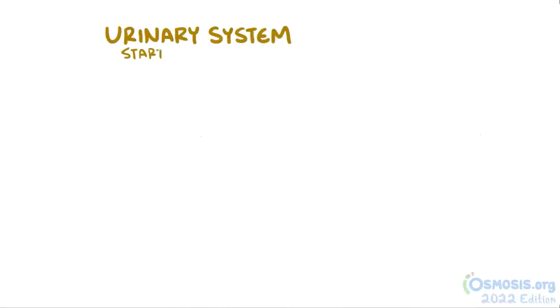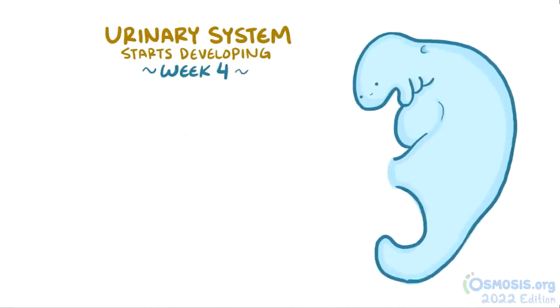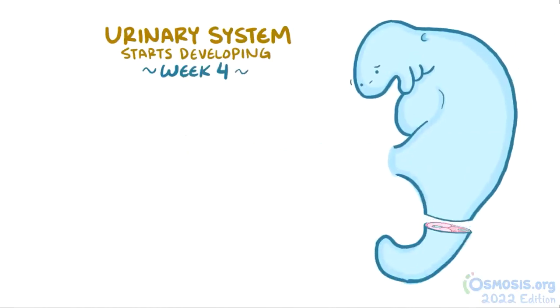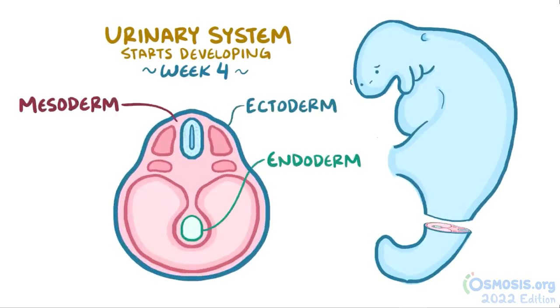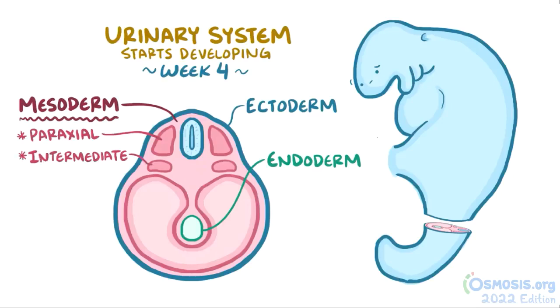The renal system starts developing during week 4 of intrauterine life. At that point, the embryo is made up of 3 primitive germ layers: the ectoderm, the mesoderm, and the endoderm. The mesoderm has 3 parts: the paraxial mesoderm, which flanks the embryo's future vertebral column, the intermediate mesoderm, which is just lateral to it, and the lateral plate mesoderm, which is the most lateral of all.